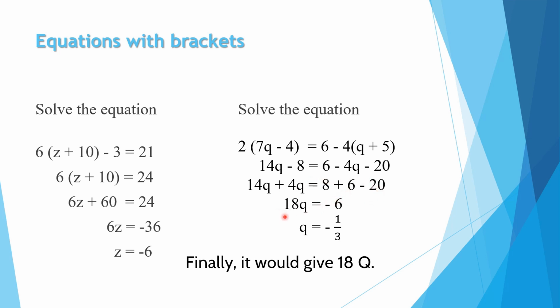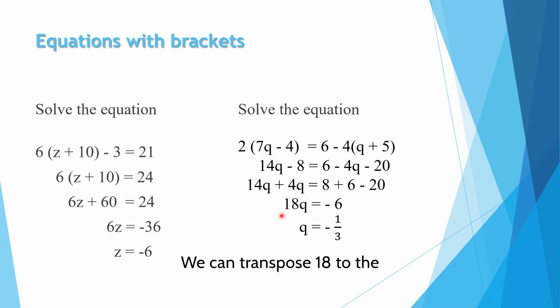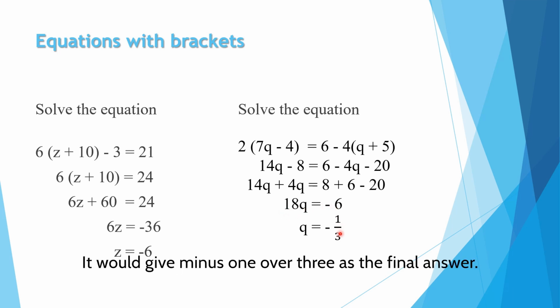Finally, it would give 18q equals minus 6. And q becomes the subject. We can transpose 18 to the right-hand side by dividing by 18. It would give minus 1 over 3 as the final answer.